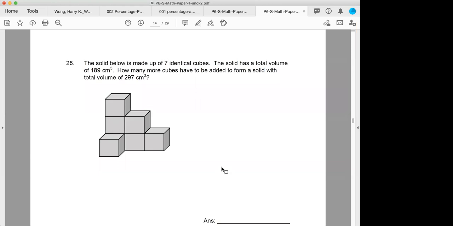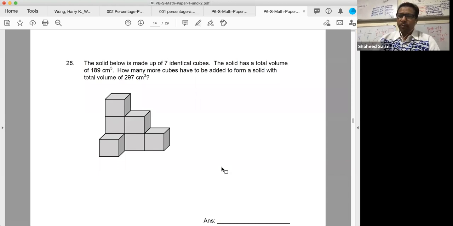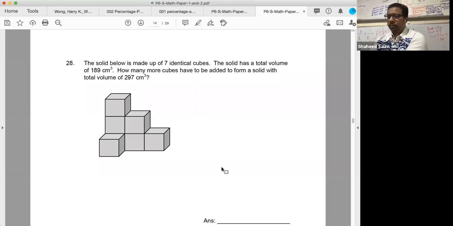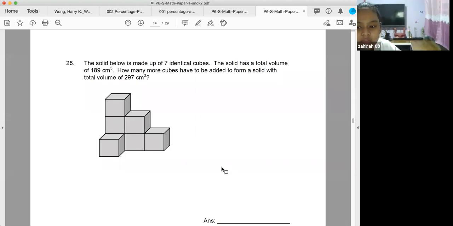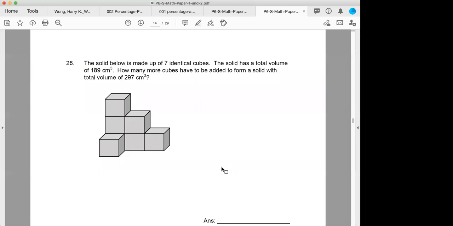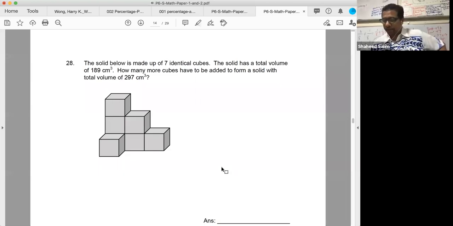It's a 5. Almost there. Slight error in calculation. Maybe you divided it wrongly. Very close. Is it 6? Okay, it's further away from 5. So let us see. 6. How did you get 6? Let's see. It's not 6.